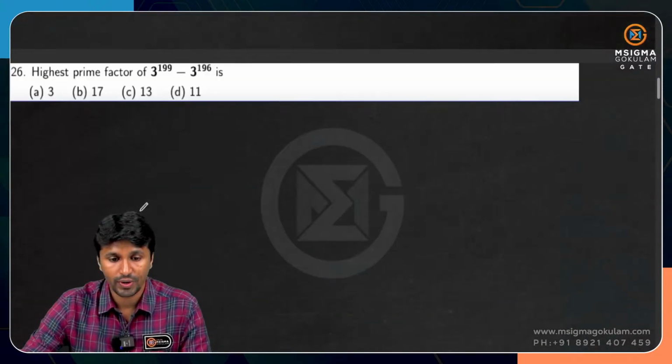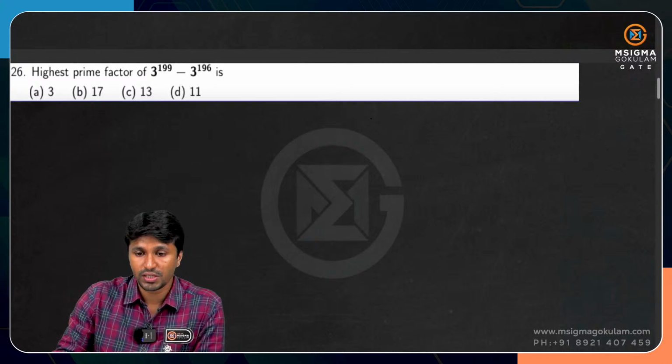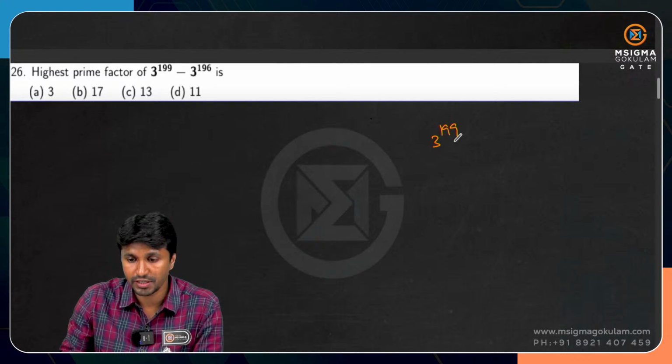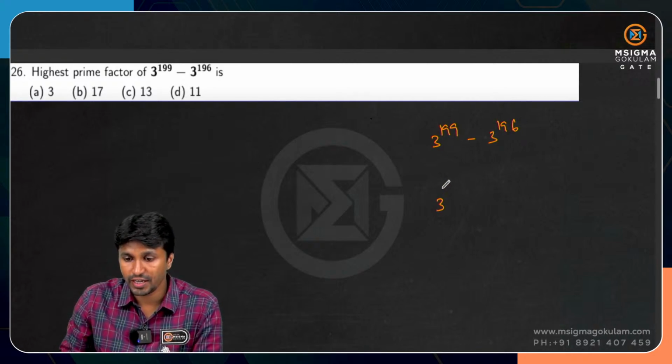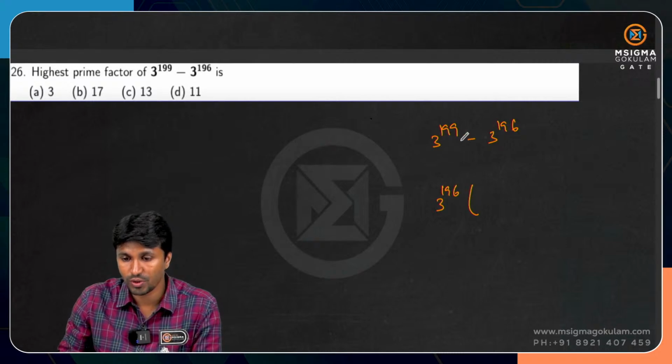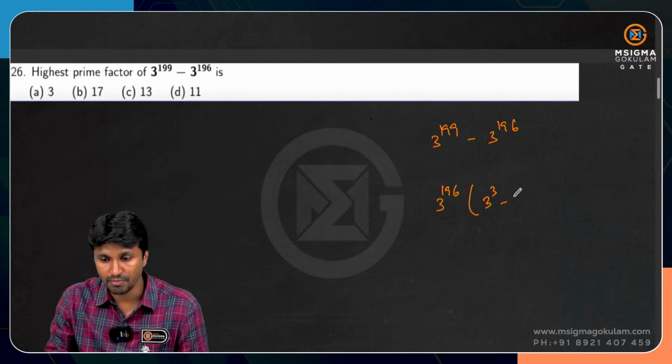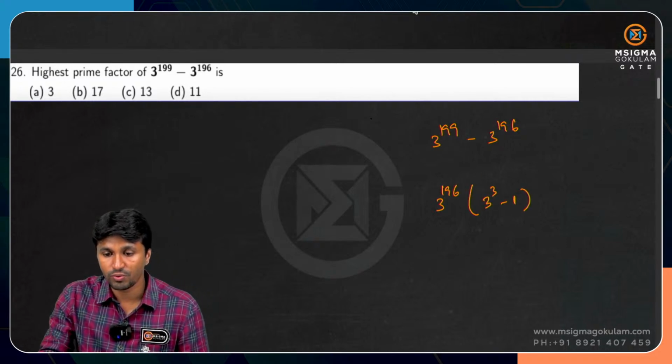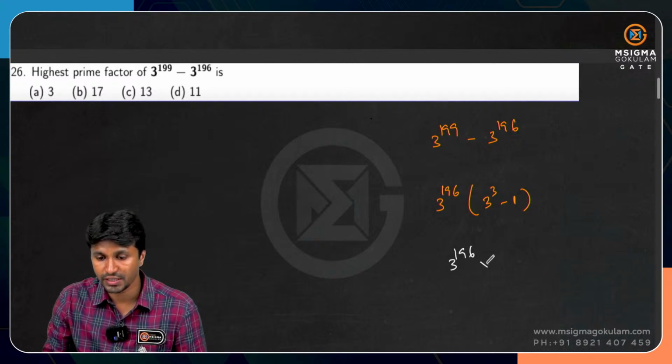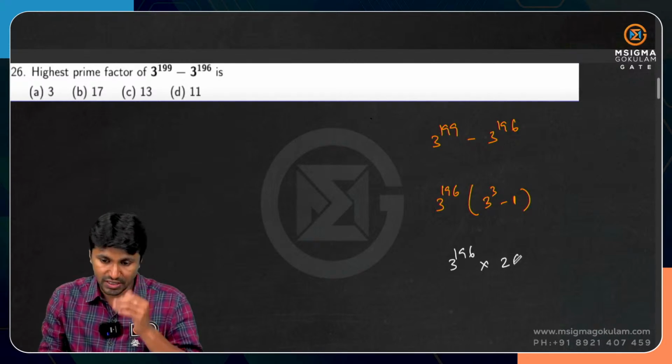Now look at the next question. What is he asking to calculate? Highest prime factor. So highest prime factor, 3 raised to 199 minus 3 raised to 196. So if I take 3 raised to 196 common, so what are you left with? 3 raised to 3 minus 1, right? So this is nothing but 3 raised to 196 into 27 minus 1 is nothing but 26.